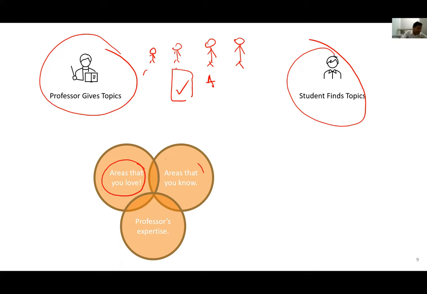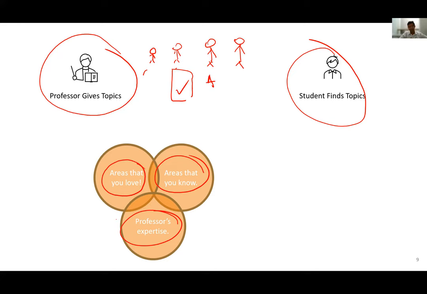And then there are areas that you know from your undergrads, that you learned. For example, there are areas that I like very much, but I do not know about them. For example, I like how to estimate the quality of art, but I do not know how to do that. And then professors' expertise are there. So your supervisor has some expertise. Where should you locate your topic?